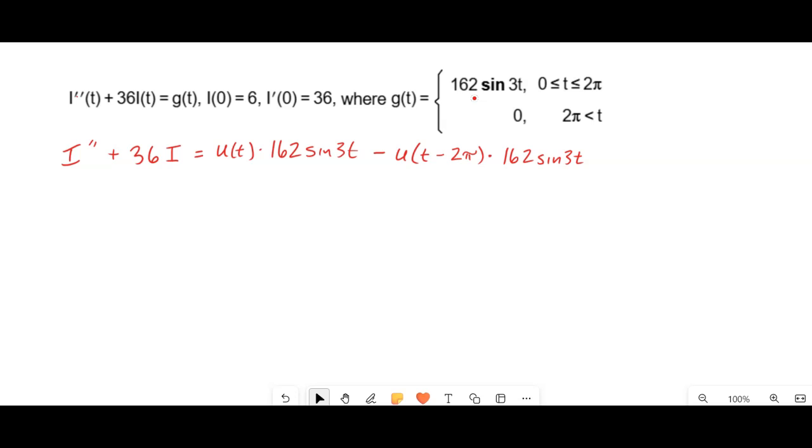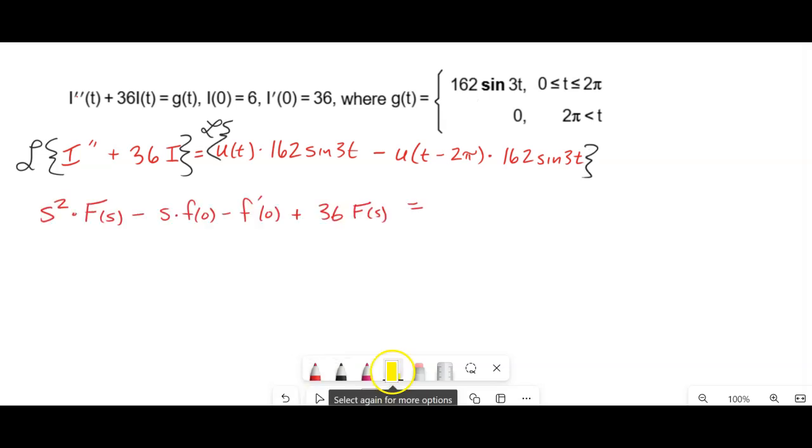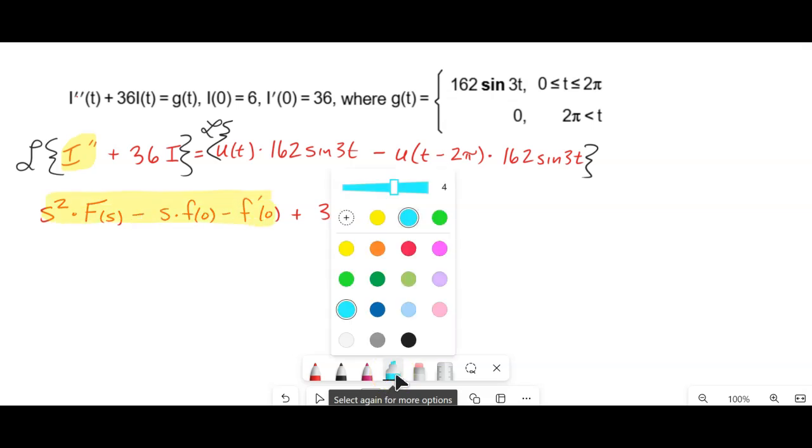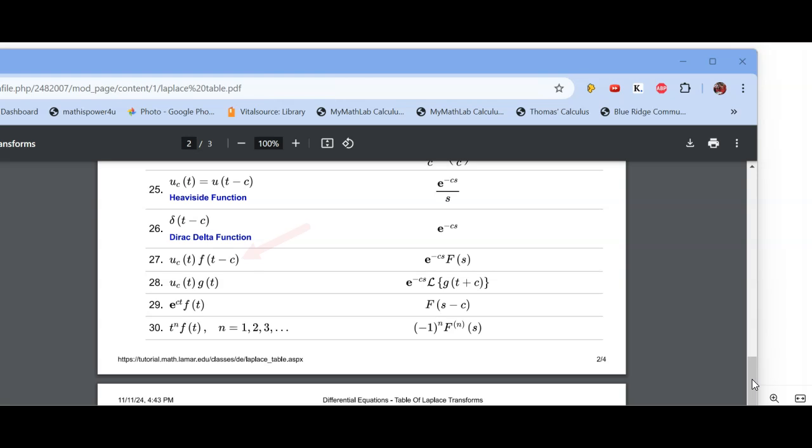All right, and now what are we going to do? We're going to take the Laplace transform on the left. We're going to take the Laplace transform of all this stuff on the right. So there is the Laplace transform of our second derivative, and then it's just plus the Laplace transform of 36 times the function itself. Okay, so there's the left-hand side. Now the right-hand side, let's look at the Laplace transform table. All right, and then here is the one that we're after.